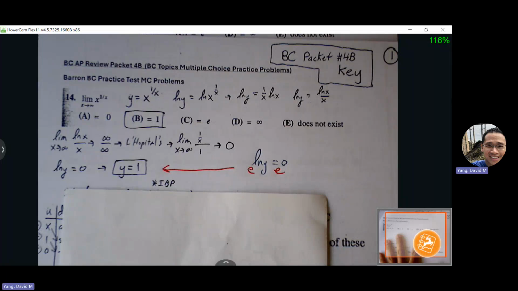E to the natural log of y is just y. Y equals e to the 0. E to the 0 equals 1.